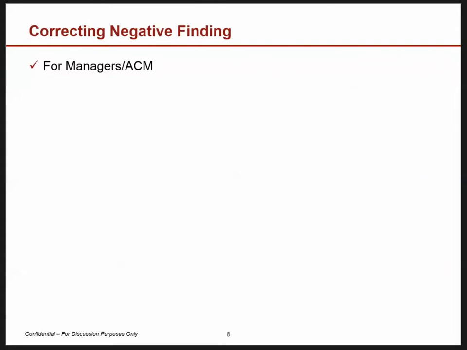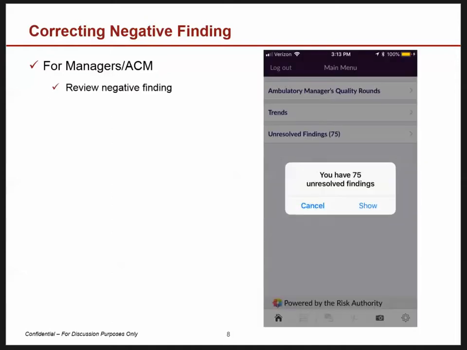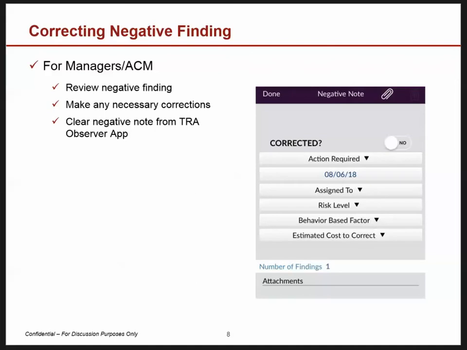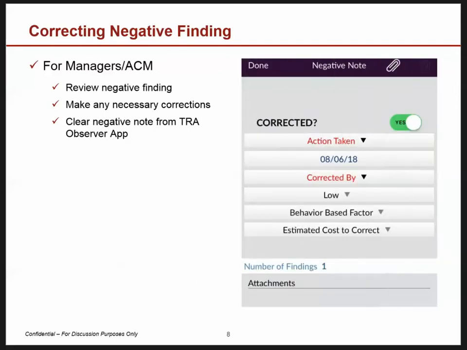Correcting a negative finding. For managers and assistant clinic managers who've received a negative finding, you can review the negative finding by launching your application. Click on Show, and the negative finding or the negative note will launch. Make any necessary corrections. Clear the negative note from the TRA Observer app by sliding that no to yes, and complete the action taken and corrected by.